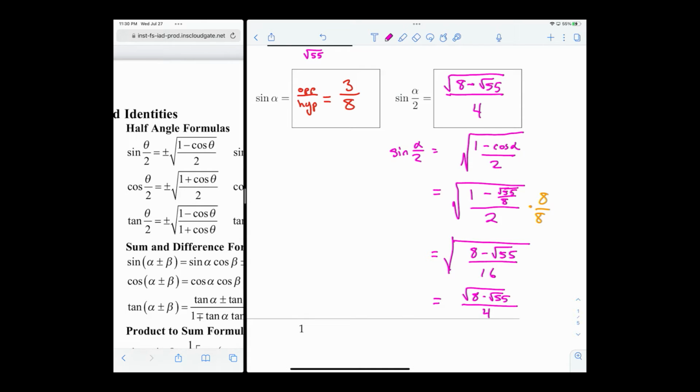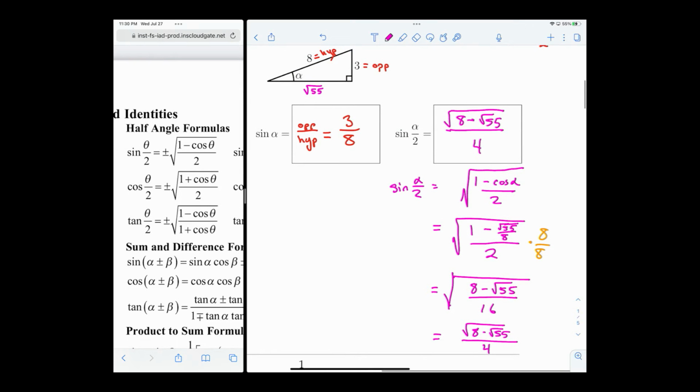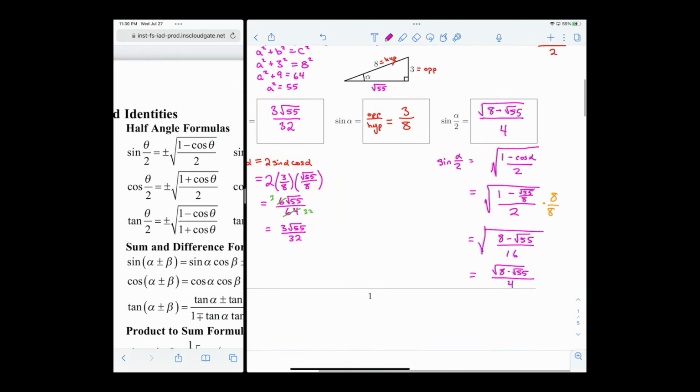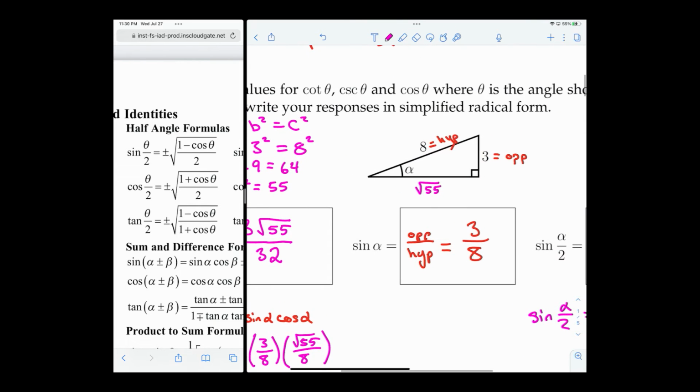And that's it. So I wanted you to practice two different identities there. You have to look up the correct identity and then apply it correctly using that triangle. And in order to use the identities, you did need to know what this third side was. So you just calculate it with the Pythagorean identity first.